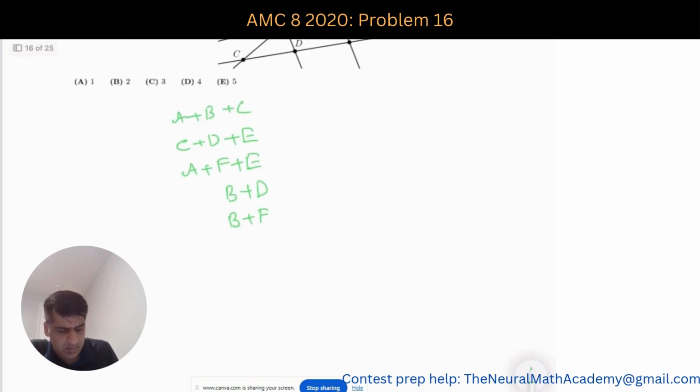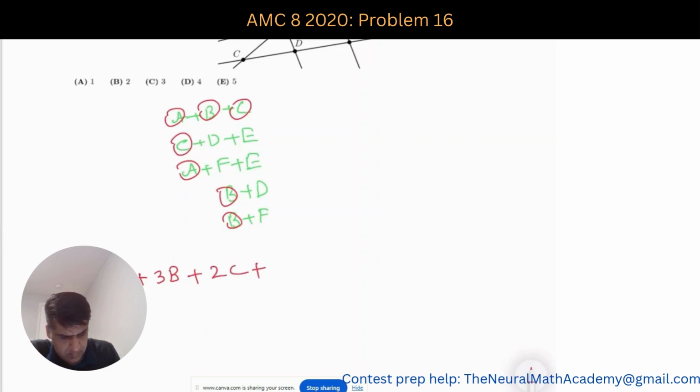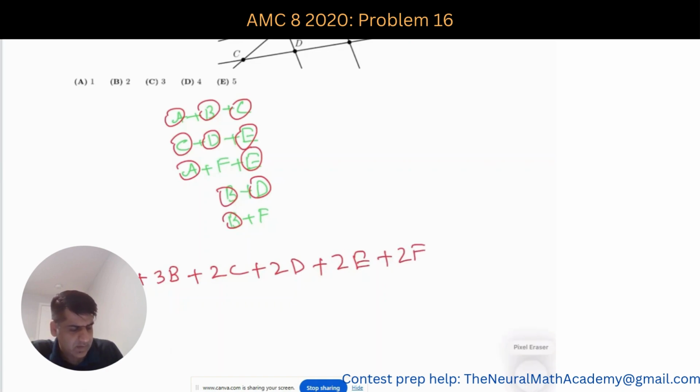So now I will sum them up and I get 2A plus 3B plus 2C plus 2D plus 2E's and plus 2F, and that is equal to 47.